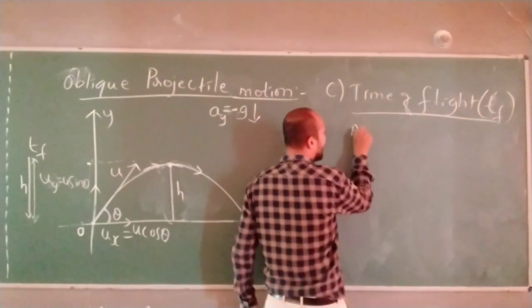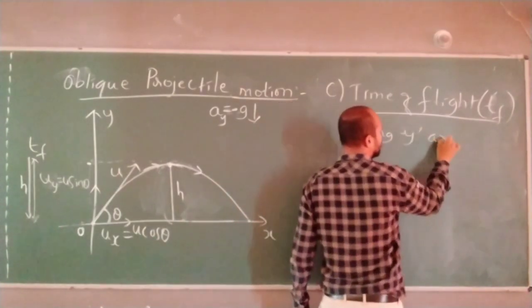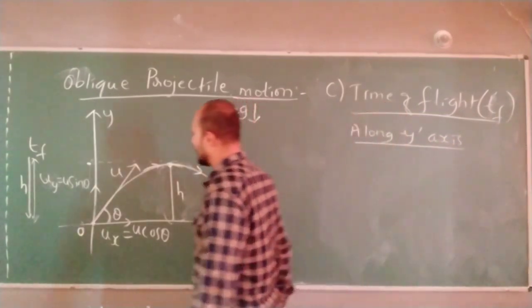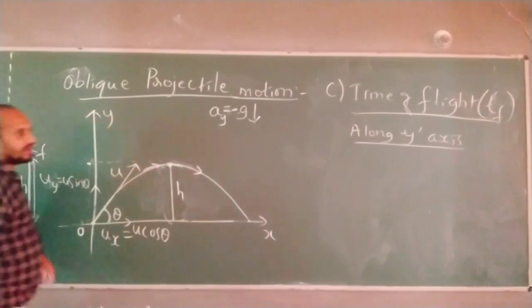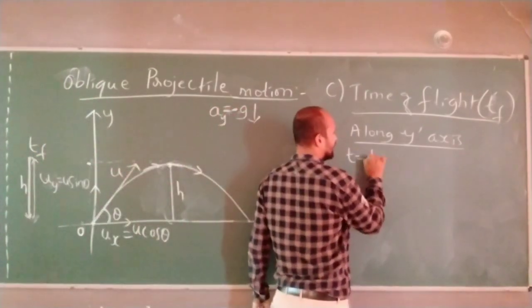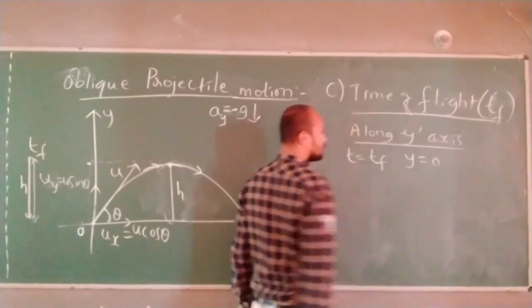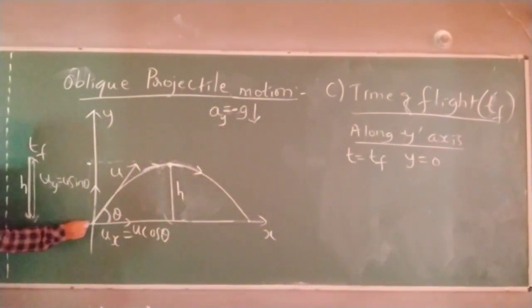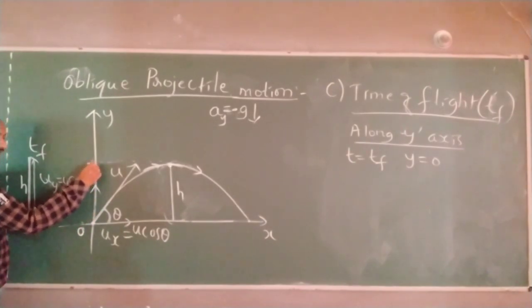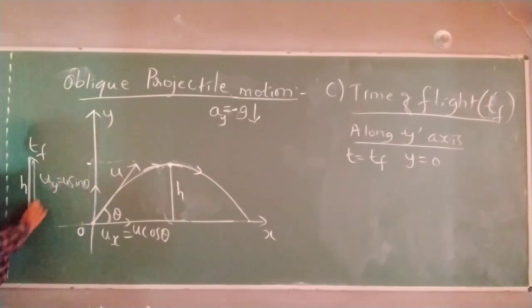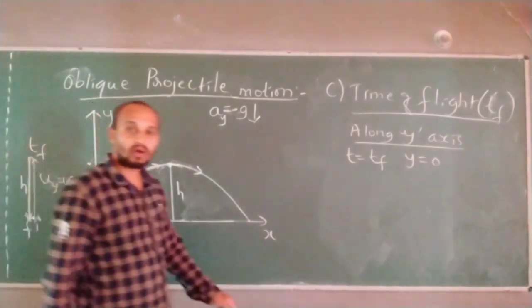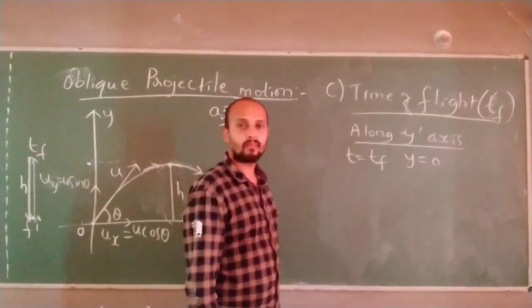If you take along the y-axis, the time taken for this complete journey is the time of flight. Correct now? When t is equal to tf, y will become 0. This point you have to remember. The particle will travel like this, and again it will come back. If that is the total time taken, that is the time of flight, what is the displacement of the body starting from this journey and again coming back to the same point? y will be equal to 0.